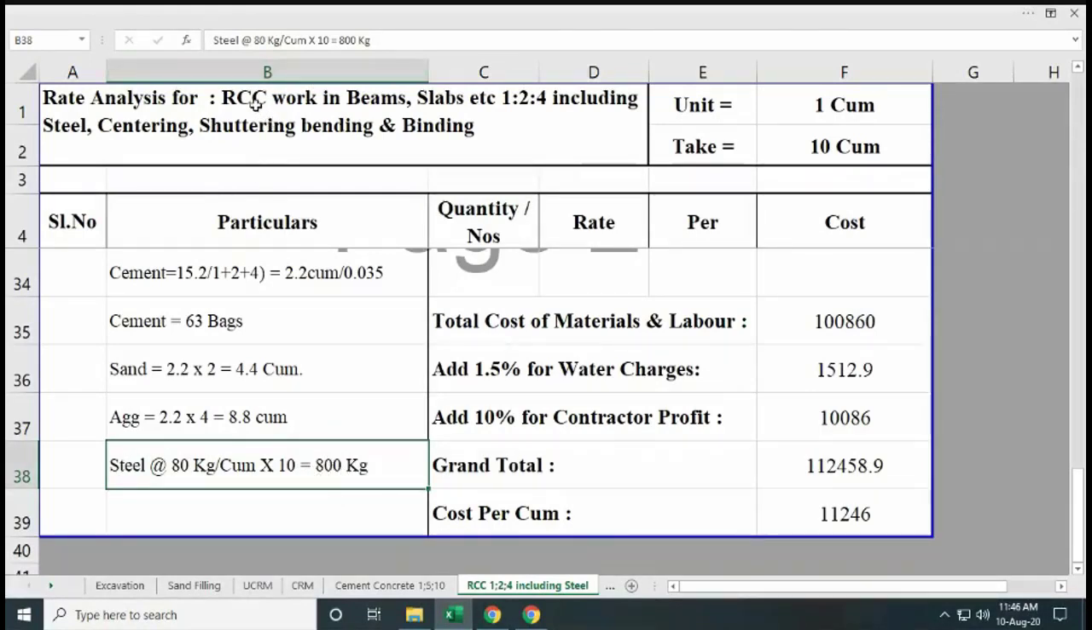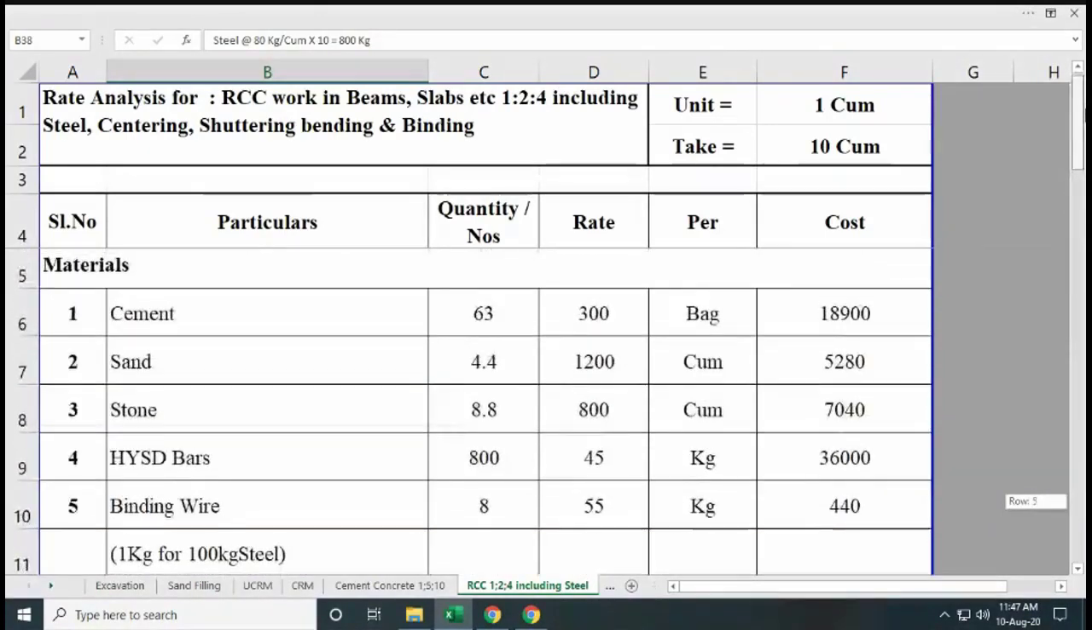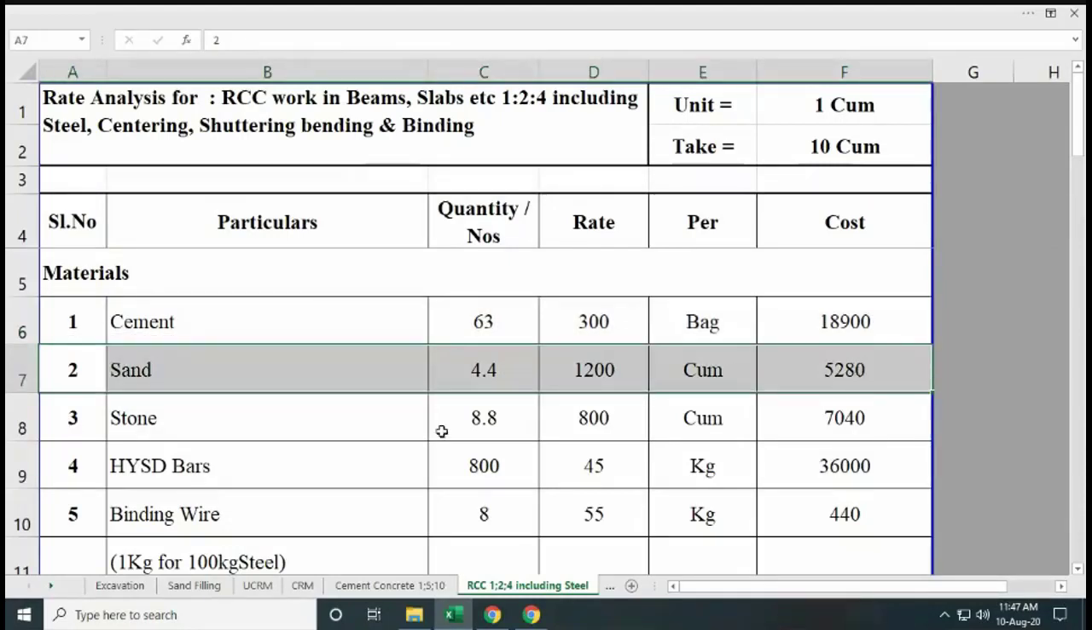So remember, we are doing calculation for RCC beam or slab, including steel, centering, shuttering, bending and binding. We have included the steel. So therefore steel also has to be included. Right? So we will add this steel work. Right? So cement 63 numbers, sand 4.4 cubic meters, stone, that is aggregate, 8.8 cubic meters. Then next is HYSD bars. Right? We require 800 kg.